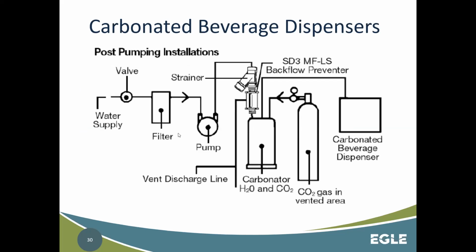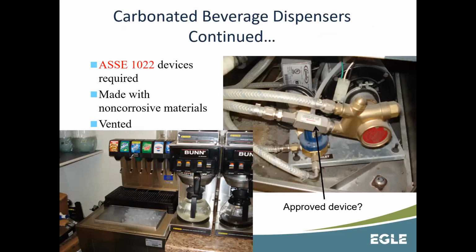So this is a diagram spelling out how it's done. You've got your water supply coming in, it has an internal filter, and puts it through a pump. At that point, it puts it through a backflow preventer, where you then get into your carbonator, and then it sends stuff down for beverage dispensing. So again, on the left here, we can see a few of our different carbonated products. That's what we're talking about. And then inside of it, we actually took the back off of one.